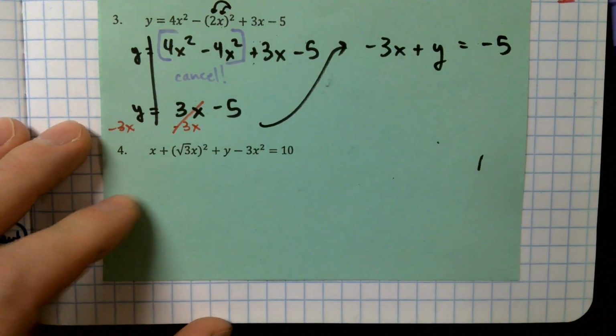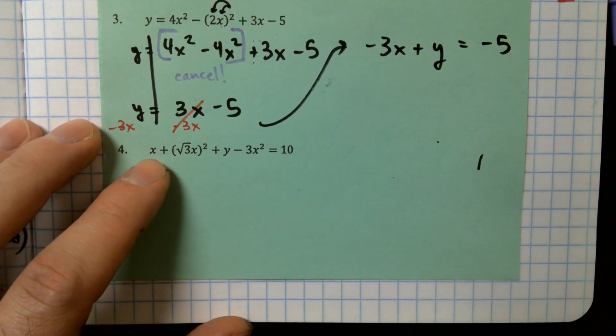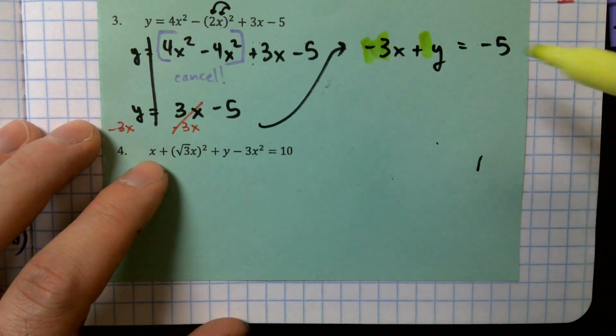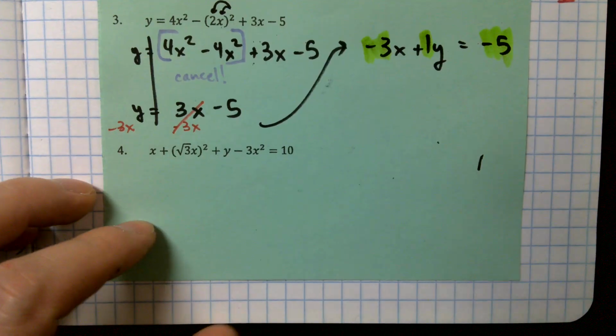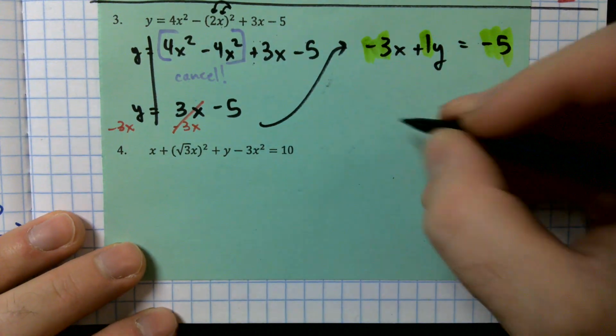Is this written in standard form? Yeah. What's my a value equal to? Negative 3. What's my b value? 1. And what's my c value? Negative 5. Therefore, is this function linear or nonlinear? This is linear.